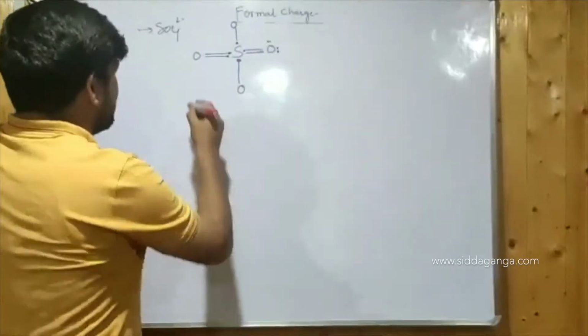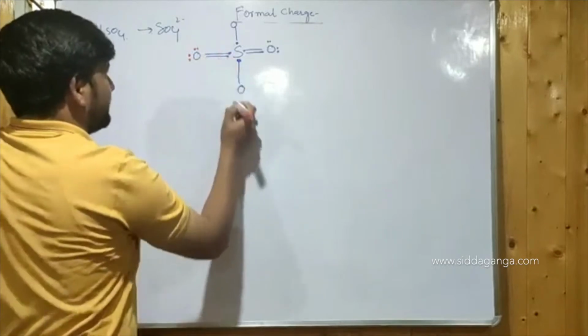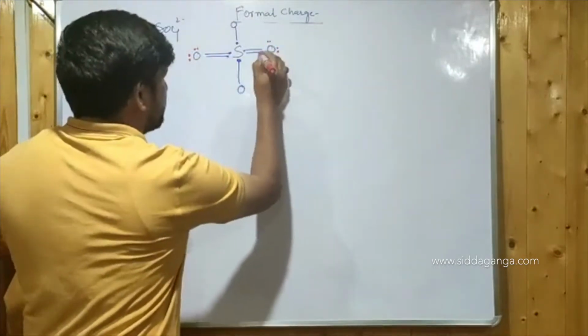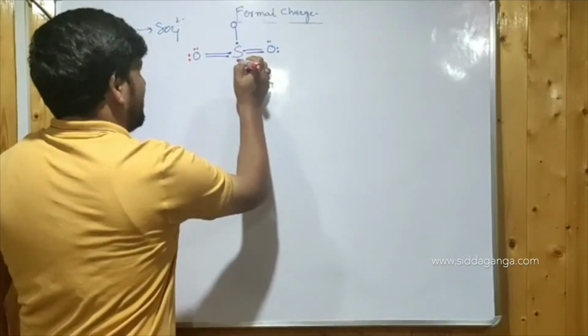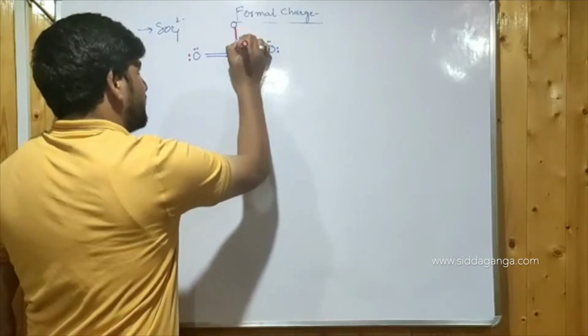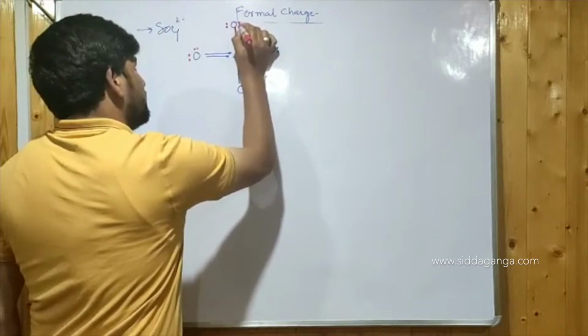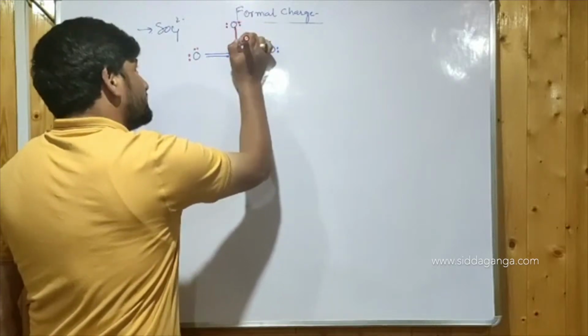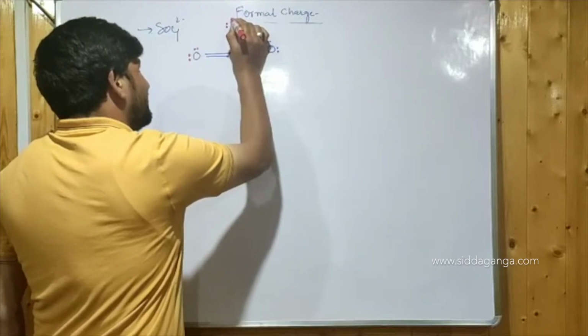Now I'll show it here. 1, 2, 3, 4, 5, 6, 7, 8. What about this one? 1, 2, 3, 4, 5, 6, 7, 8. What about this oxygen? Sulfur is hypervalent, right? So it has made one bond with what? Oxygen. A single bond has been made with oxygen or not? Then this oxygen will have 1, 2, 3, 4, 5, 6, and then there is 7, 8.